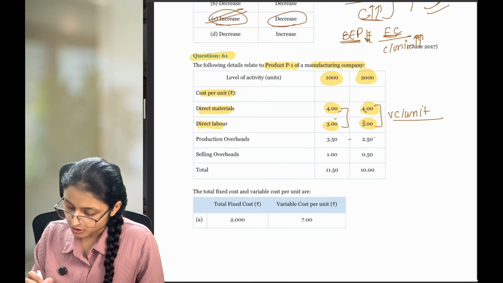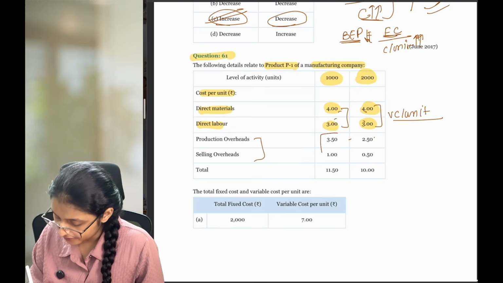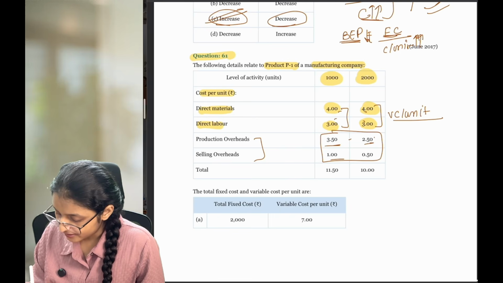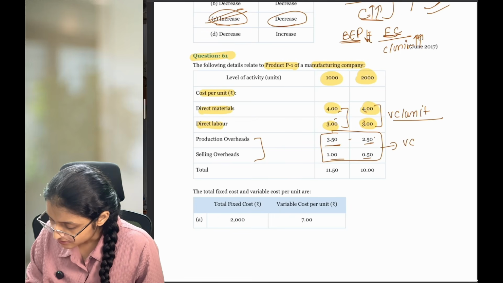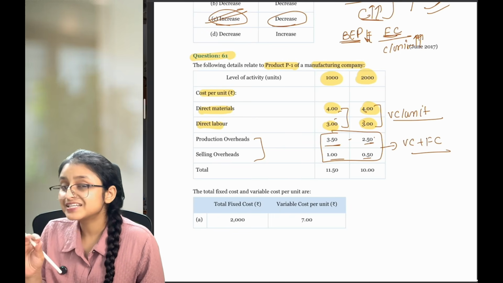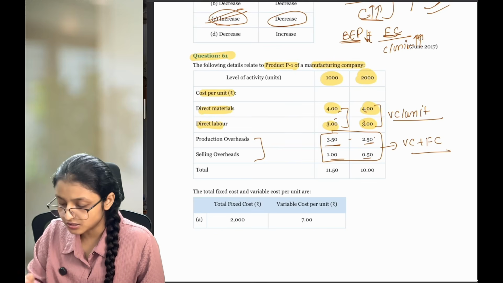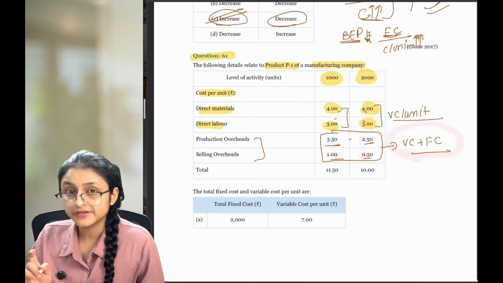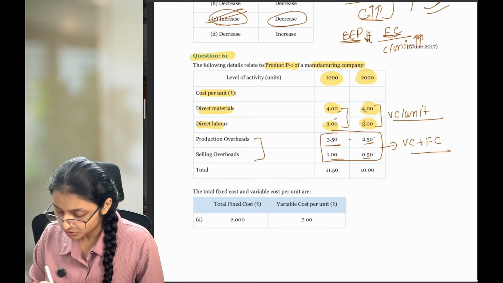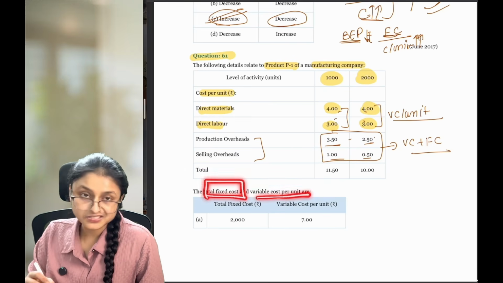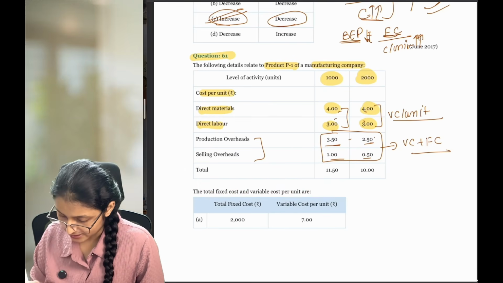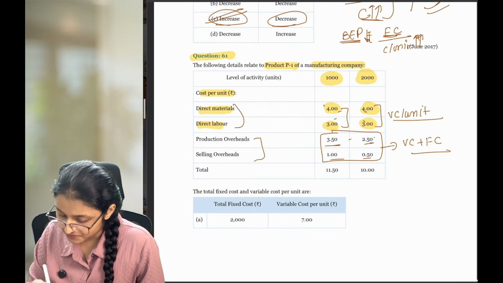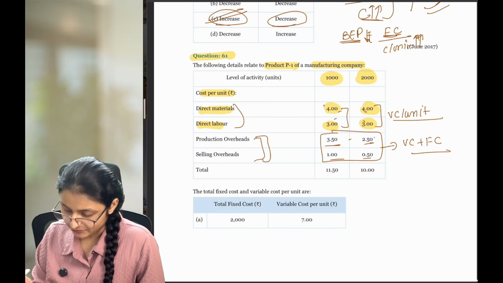But if you notice, the cost per unit for production and selling overhead is decreasing. That means this contains variable and fixed cost both. So if there is any change in the cost per unit, that shows that the cost contains both variable and fixed types of cost. The question wants you to bifurcate this fixed and variable cost. How to bifurcate? I already know that these two are variable. In these two we have to bifurcate, right?